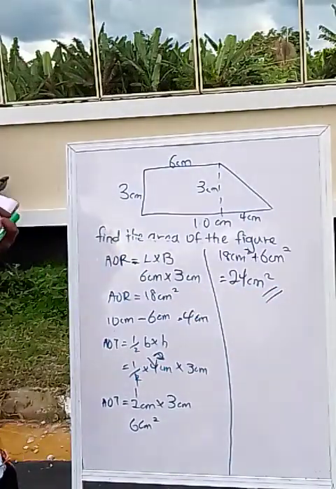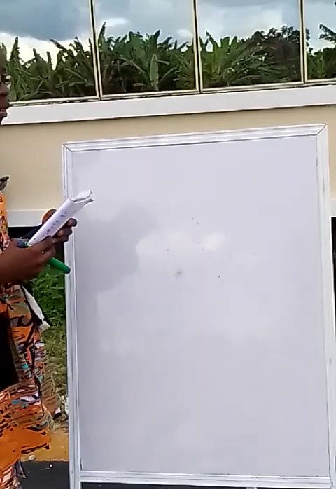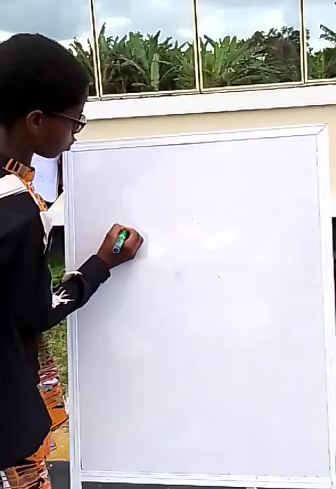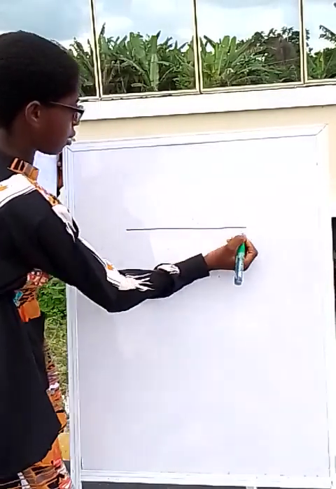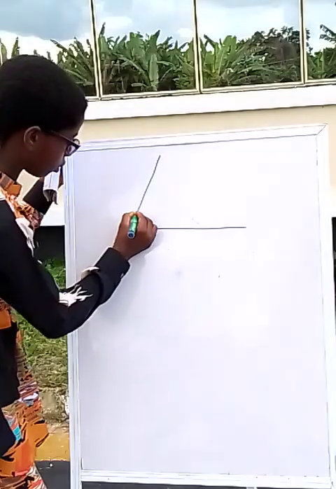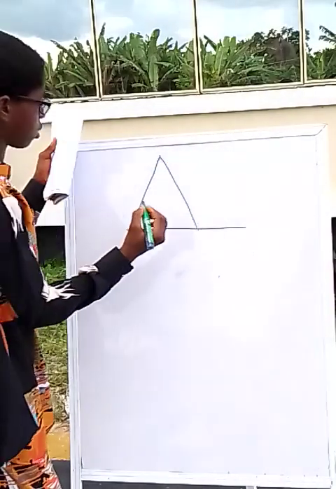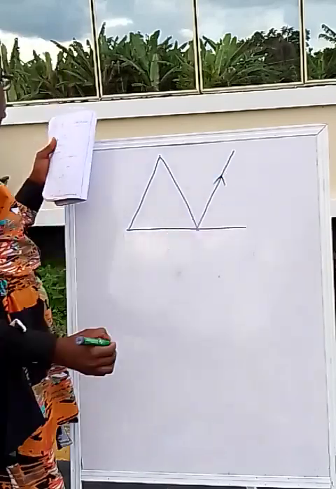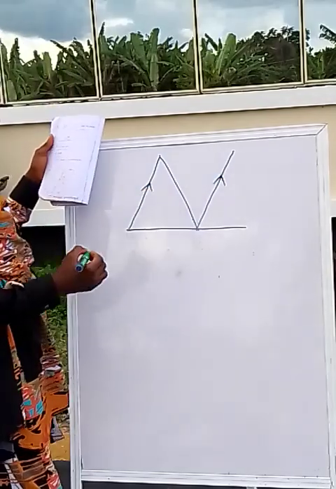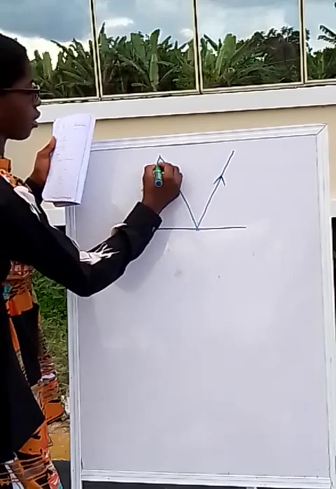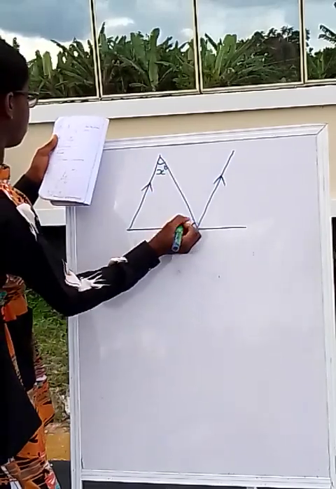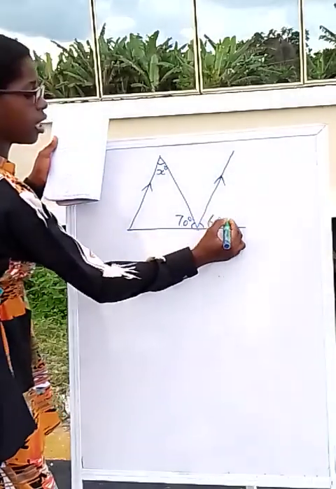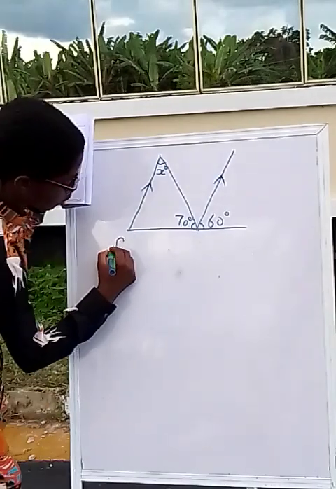Now let's continue. Let's consider the next question. We have something like this. Here we have x degree. Here we have 70 degree, and here we have 60 degrees, and we are asked to find x.